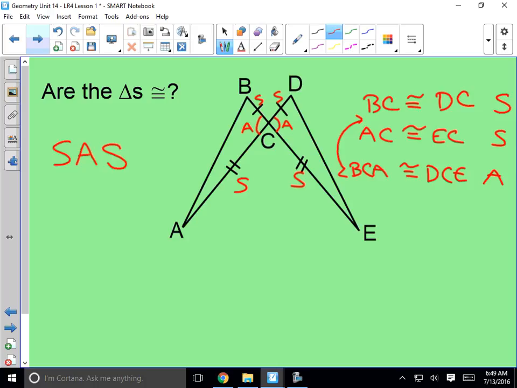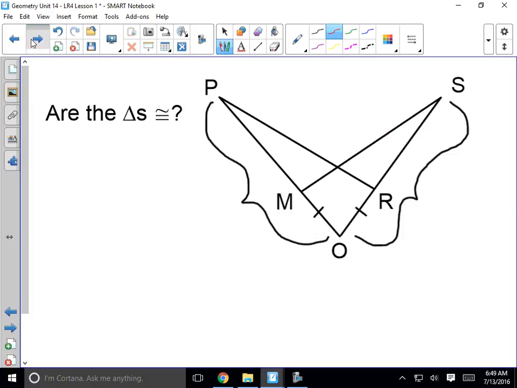And remember, we're always looking for naming them as we go clockwise or counterclockwise around the triangle. We can't skip over any more than one part, and the parts are the sides and the angles. So if we notice here, we are going side to an angle to a side. That's how we can name our triangle congruence, side, angle, side.